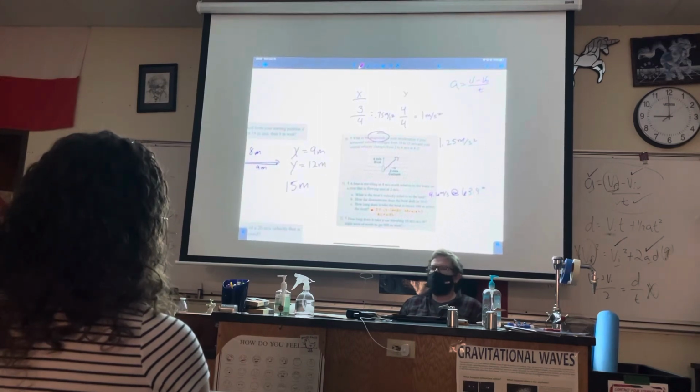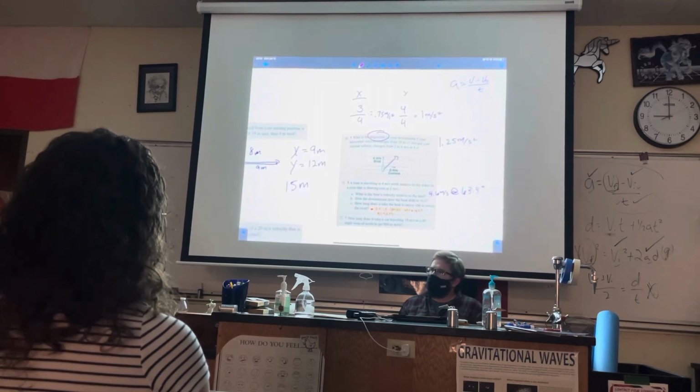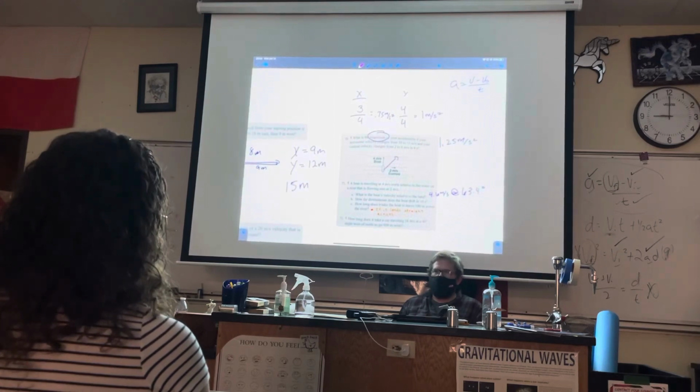Which velocity am I concerned with? 2 meters is 2 meters. You're just going to be concerned with the 2 meters per second. It's not asking how far the boat went.